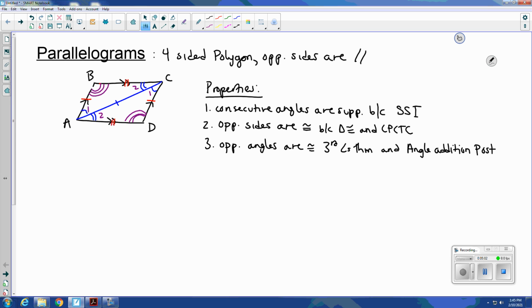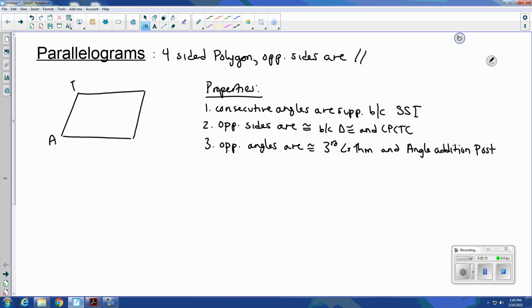Now the last thing, we'll start over. What if we draw two diagonals in there? So if we have two diagonals and we already know that these properties hold, we can say this side is congruent to this side. Okay, by alternate interior angles. This angle is congruent to that angle. And this angle is congruent to this angle.